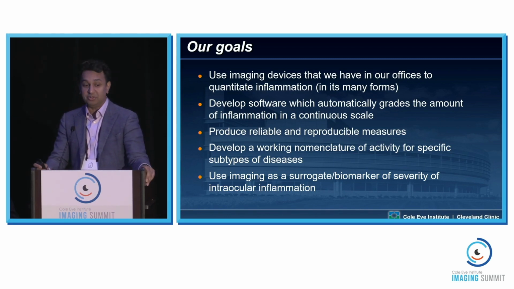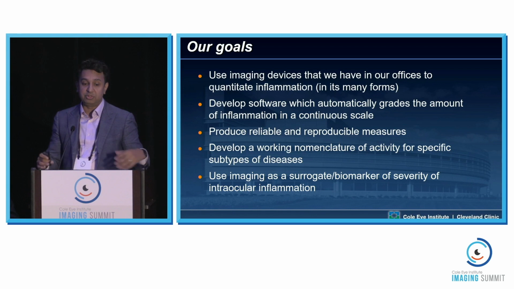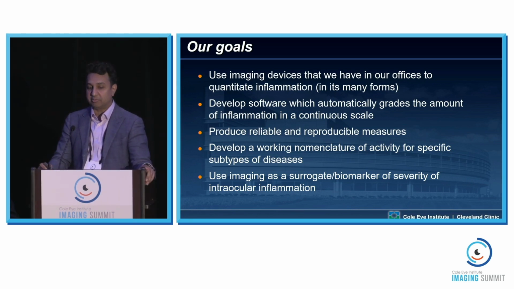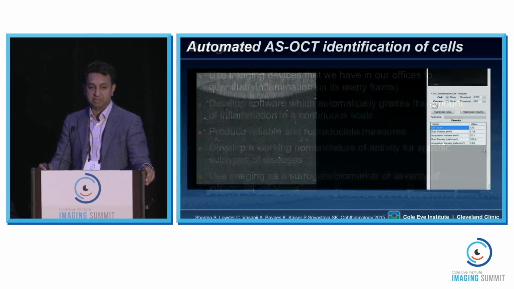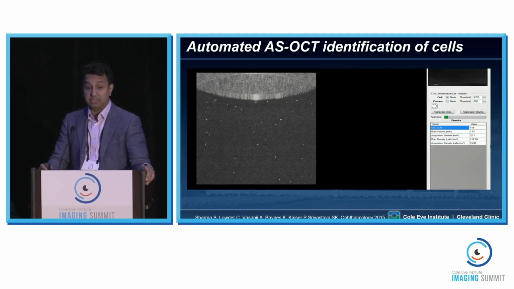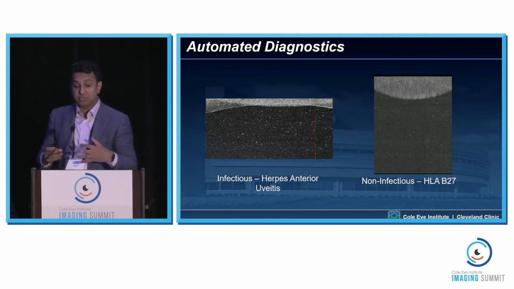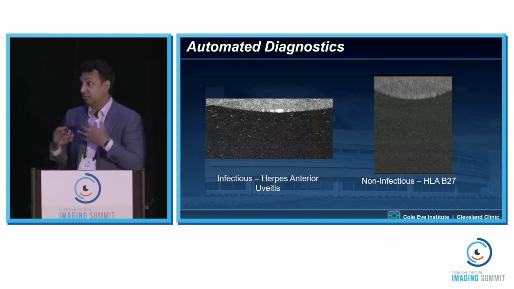We need to develop our own software, produce reliable and reproducible measures, develop a new nomenclature, and use imaging as a surrogate biomarker for the severity of intraocular inflammation. We've done this with a number of things, starting from the anterior segment, developing anterior segment OCT. We've shown this before, but I'd like to show what we've done with this.